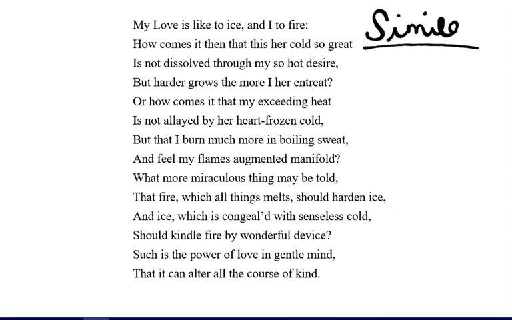So you've got the simile. My love is like to ice and I to fire. But what does the ice and the fire tell us about their feelings? So the woman he loves is like ice. So she doesn't like him.